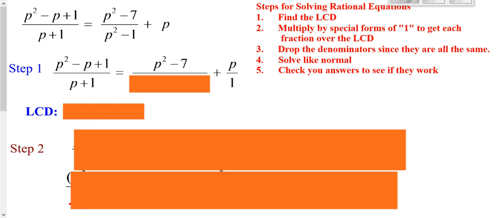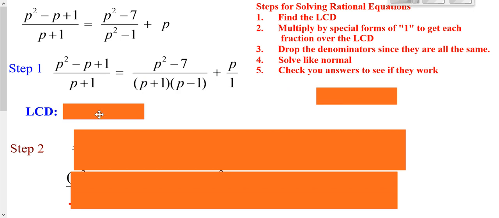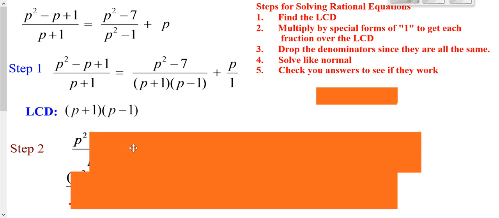Here, same type of thing. We got to find our LCD. So we got to factor all the denominators first. Find our LCD, which is all the different things that show up in the bottom. We don't have choices on the exponents. So that's our LCD. We want to try to get that LCD on each and every fraction.